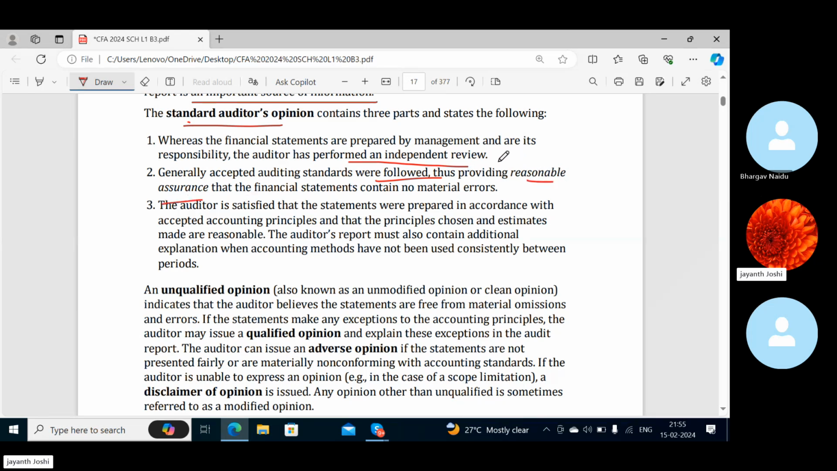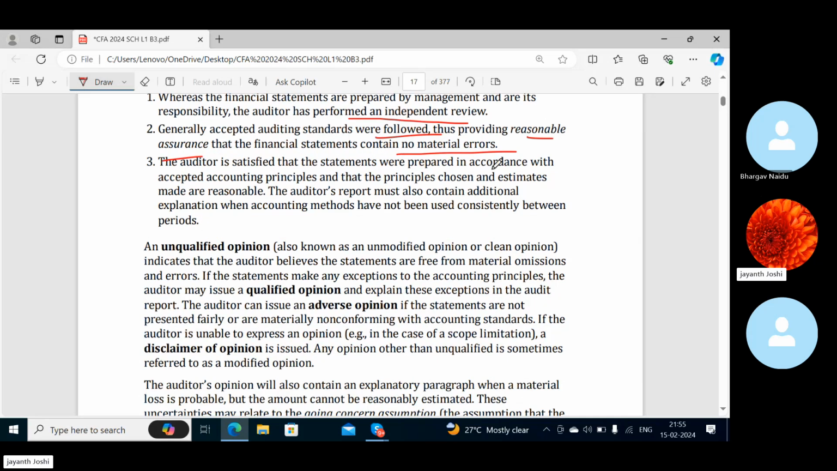Assurance is nothing but giving the confidence that financial statements contain no material errors, because they work based upon their audit standards and they have to ensure that everything is all right. So their assurance is like a confidence, right? It gives confidence to the investors. The auditor is satisfied that the statements are prepared in accordance with the accepted accounting principles, and the principles chosen and estimates made are reasonable. That means based on standards only.